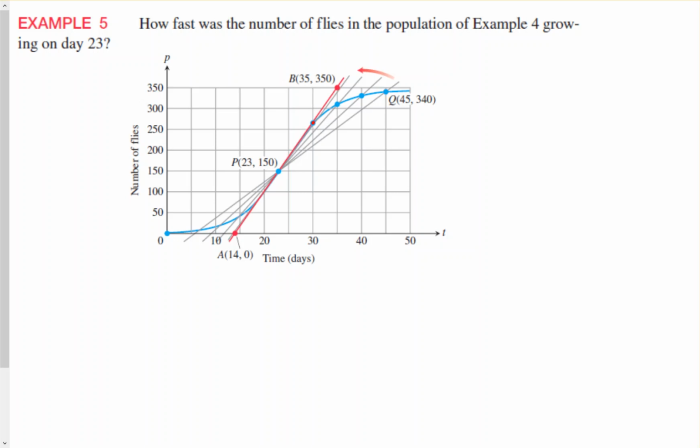Notice down here we also have another point. This will help us as well. So we have 14 and 0, which is also off the graph. We'll use these 2 points to calculate our population increase. All right. So let's do a slope formula for this. We're going to have 350 minus 0 over 35 minus 14.